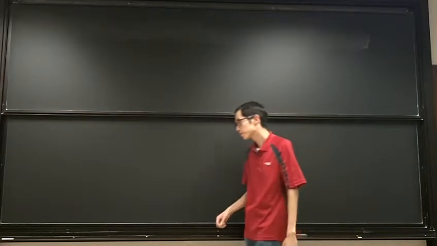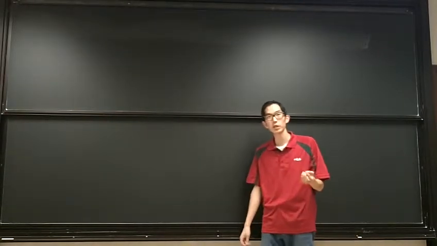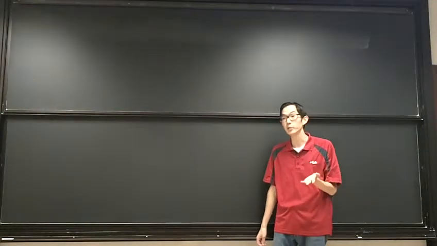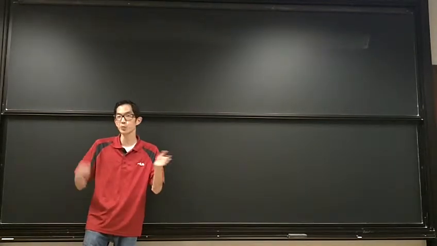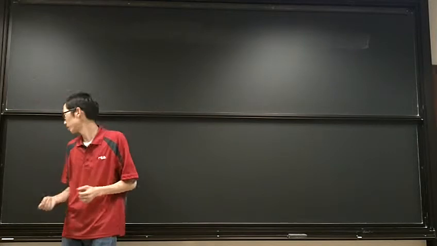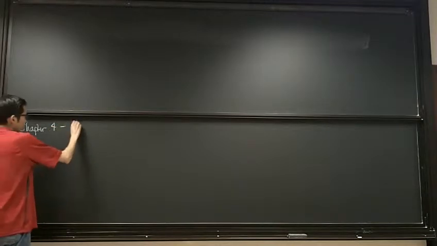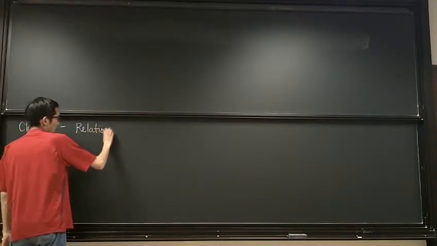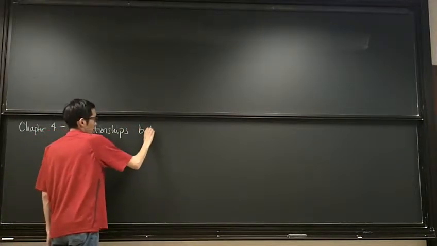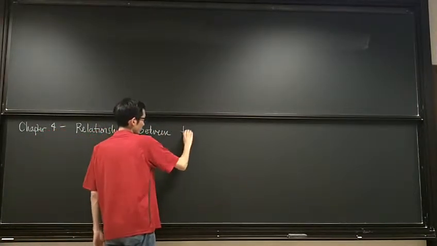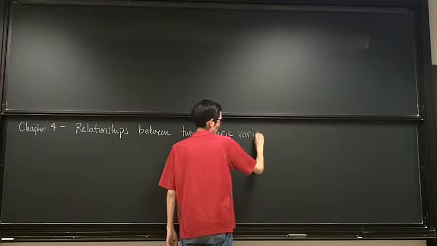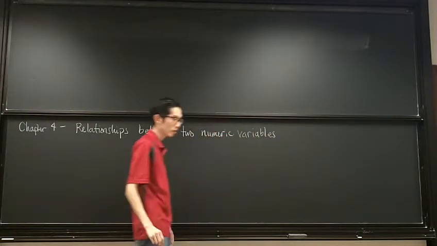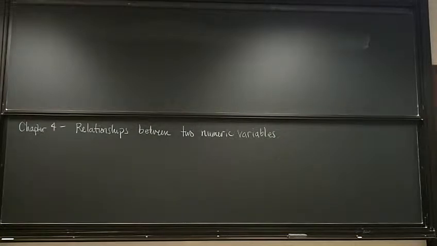Okay, so today in chapter 4, we are going to look at 2 numeric variables at the same time, okay? And we want to ask something like, is there a relationship, or is there a link between the 2 numeric variables? We're looking at relationships between 2 numeric variables. Okay.